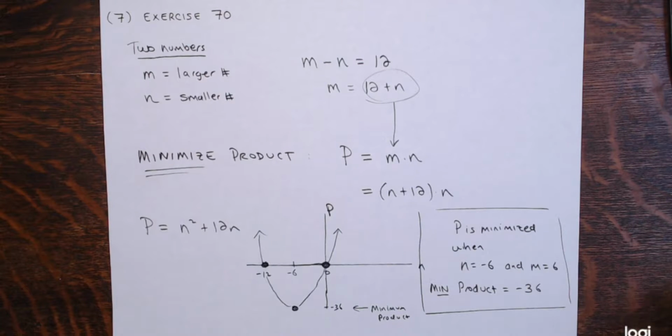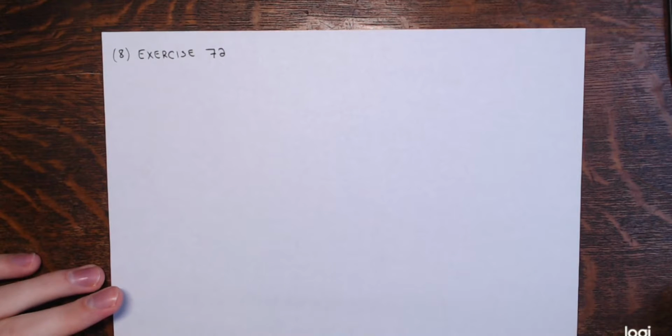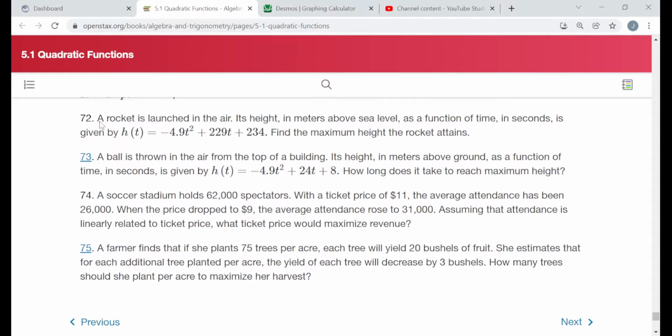Now my next example, you're just given a quadratic function, so this should be a little easier. Just going to use a calculator as well. 72. So you see a rocket is launched in the air. Its height in meters above sea level as a function of time in seconds is given by the following here. So the height at time t, right? The height in meters at time t in seconds is this quadratic function here, and all they're asking us to do is find the maximum height the rocket attains.